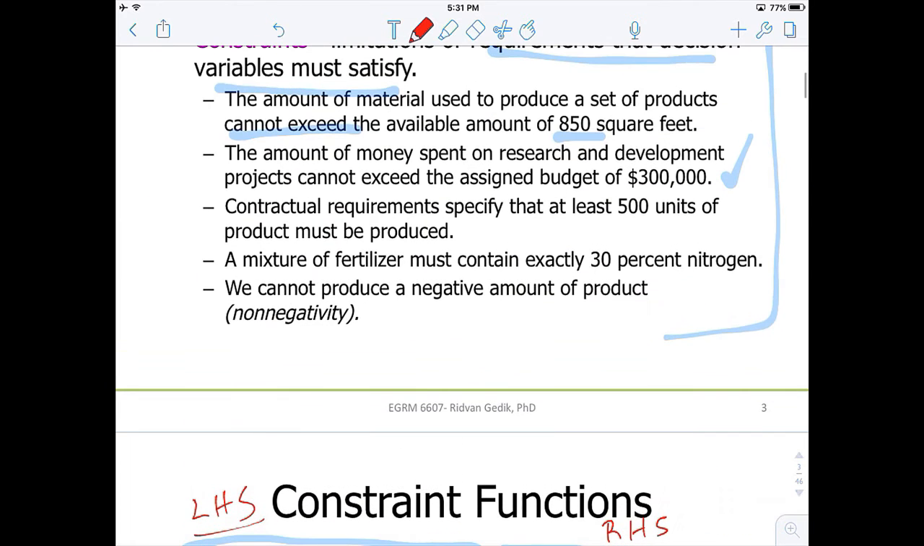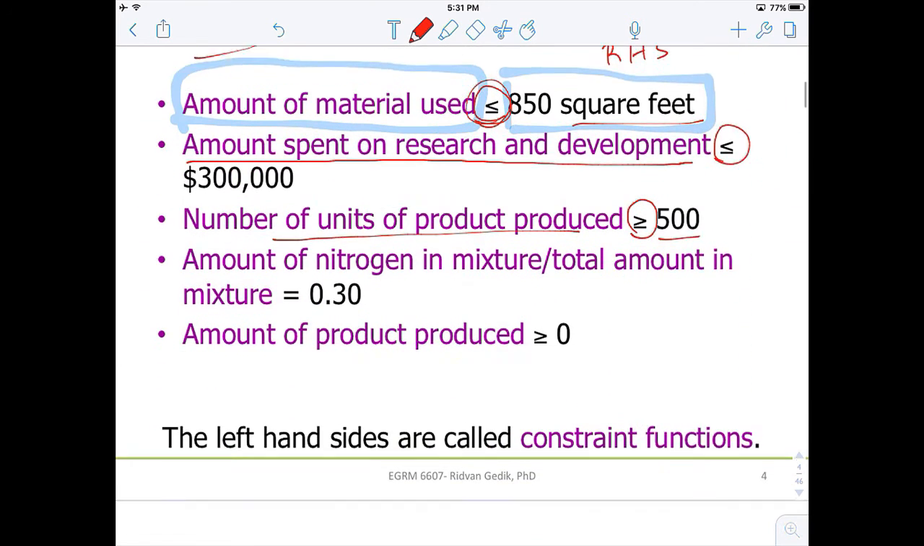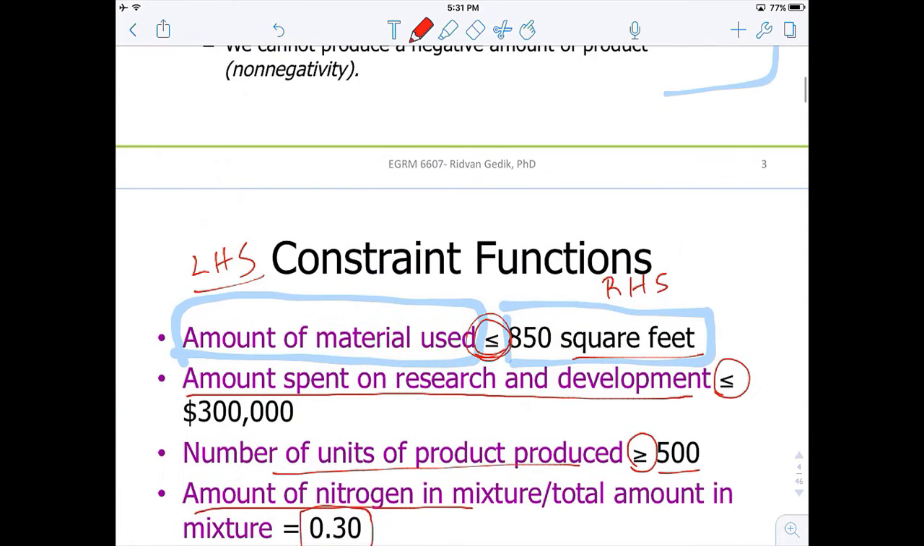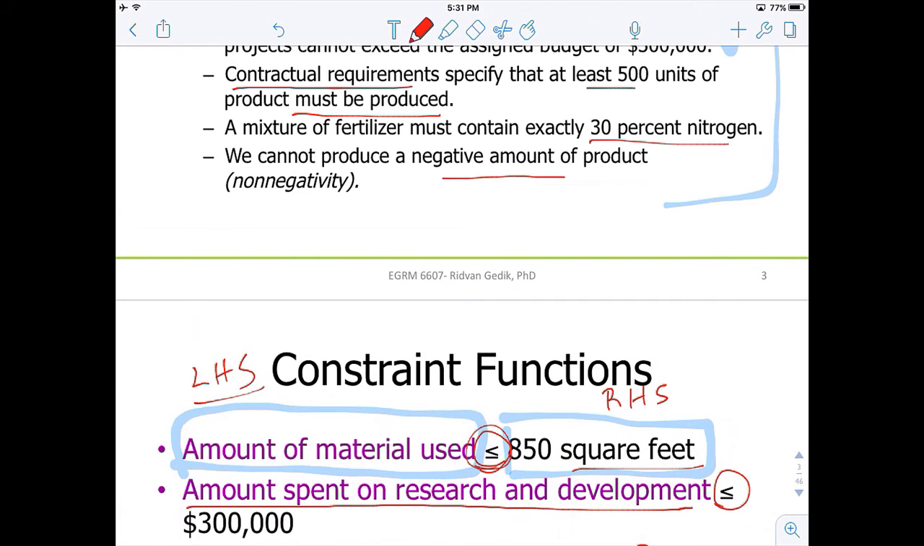I think that's what it was saying verbally. Yeah, it says that the contractual requirements specify that at least 500 units of product must be produced. The fifth one is a mixture of fertilizer must contain exactly 30% of nitrogen. So we have to have a controllable variable that says amount of nitrogen in mixture that has to be exactly equal to 30%. Finally, the last constraint says we cannot produce a negative amount of a product.